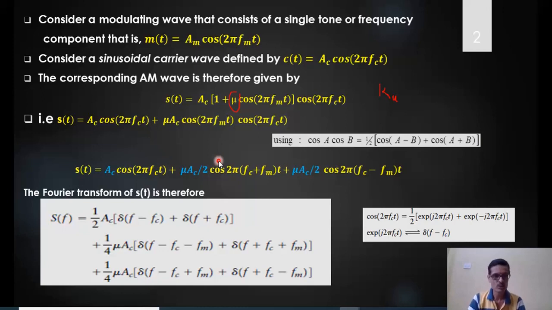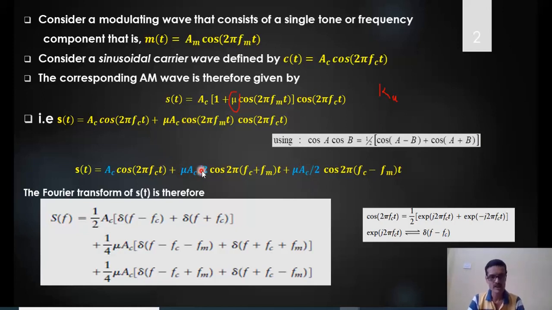Now what I will do over here is represent this in the frequency domain by using a frequency spectrum, both mathematically as well as graphically. So I'll take a Fourier transform of this particular equation directly. I have three cos signals, as you can observe: the first cos signal is the unmodulated carrier, the second cos signal has a frequency of fc plus fm and amplitude mu Ac by 2, and the third cos signal has frequency fc minus fm hertz with the amplitude of mu Ac by 2. So I have three components.